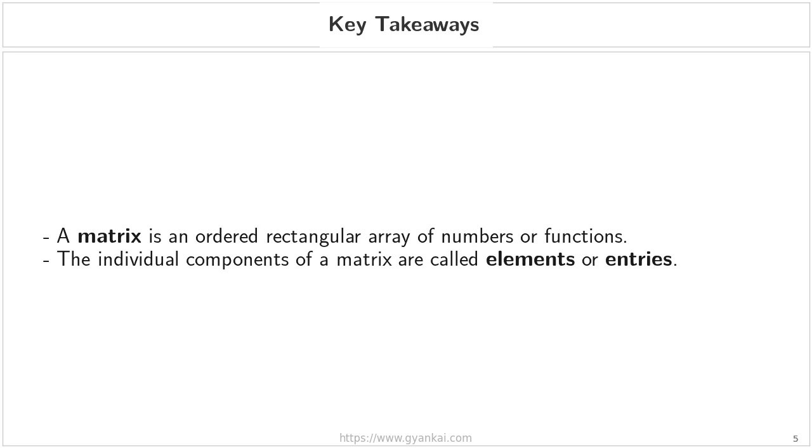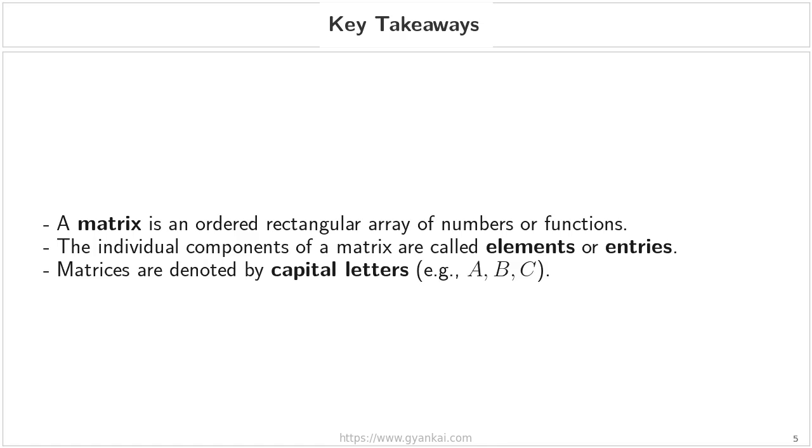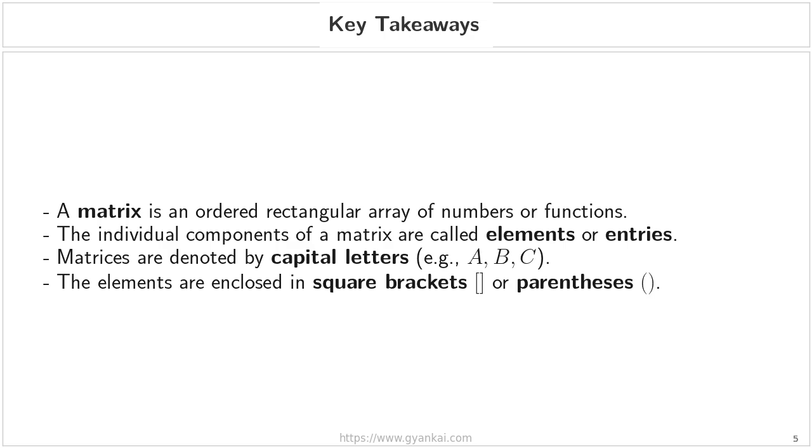Secondly, as we discussed when looking at the individual values, the components that make up the matrix are formally called elements or entries. In terms of notation, always remember that we denote the matrix as a whole using capital letters, such as capital A, capital B, or capital C. This helps us distinguish the entire structure from the individual values inside it. Finally, to keep the array organized, the elements are always enclosed within either square brackets or parentheses.